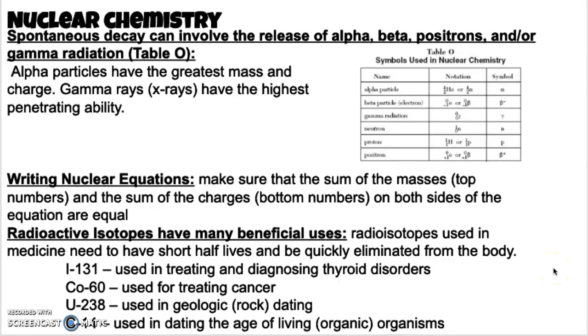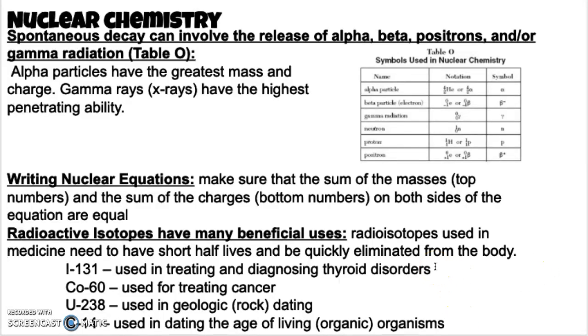Additionally, during this unit we talked about radioisotopes that have many beneficial uses. The radioactive isotopes used in medicine need to have short half-lives to be quickly eliminated from the body. I'll say that again. You don't want a radioactive particle hanging around in your bloodstream for too long. That's why they have short half-lives. They get out quickly. Here are 4 that we study.